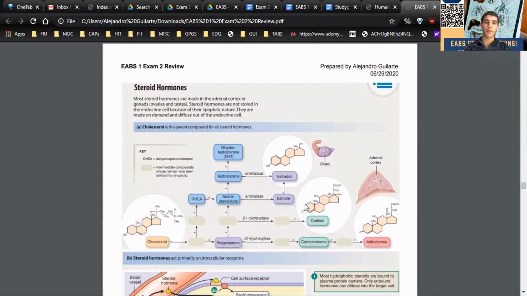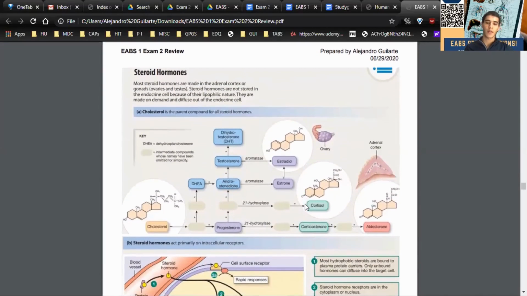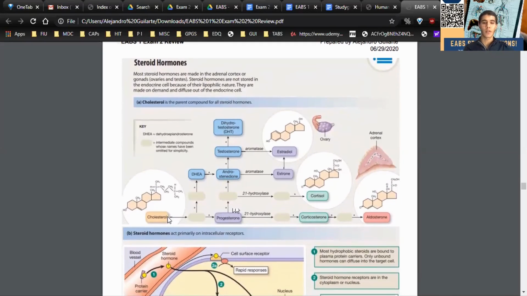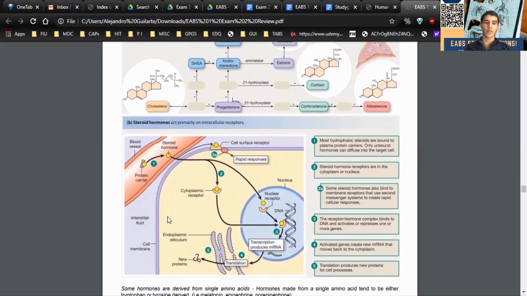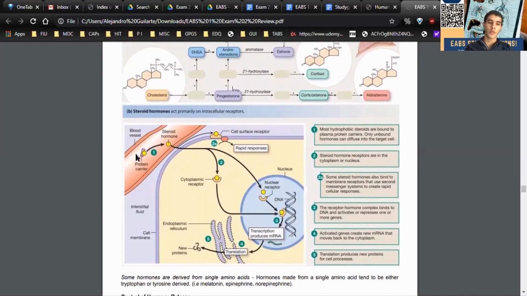Some of the most common steroid hormones include corticosterone, aldosterone, testosterone, androstenedione, progesterone, and estrone, but these all come from cholesterol. So when you compare their chemical structure, you would see that they're actually very similar. And this is the process by which it occurs. The steroid travels in the bloodstream with a carrier protein, then it goes through the cell membrane or activates a cell receptor on the cell membrane and initiates a response from the cell.